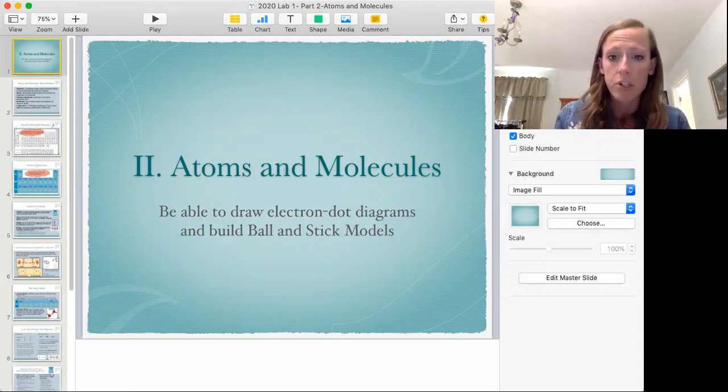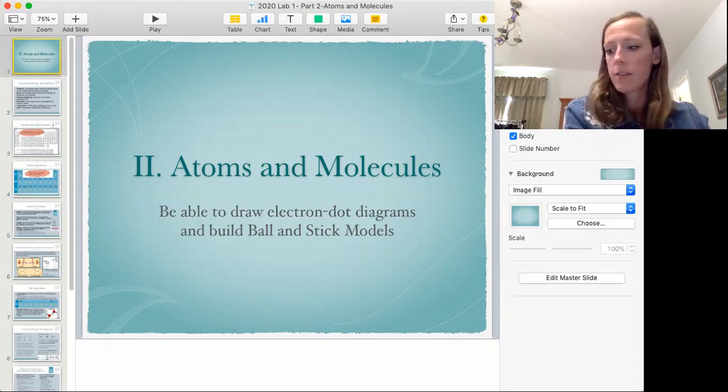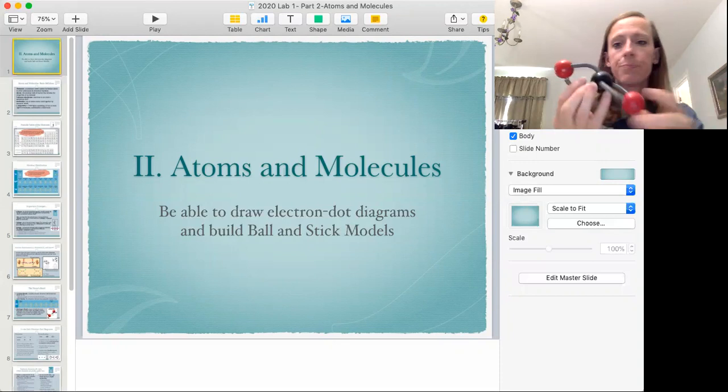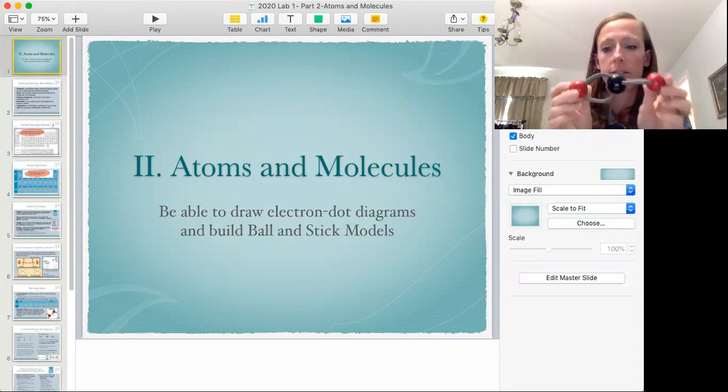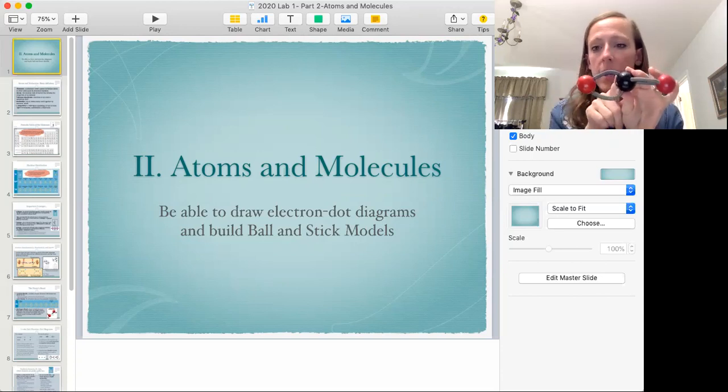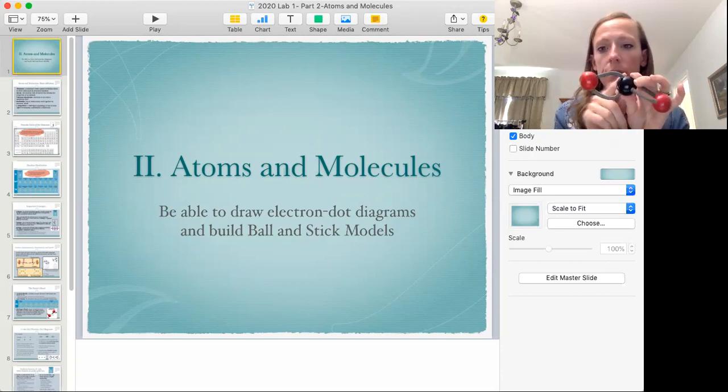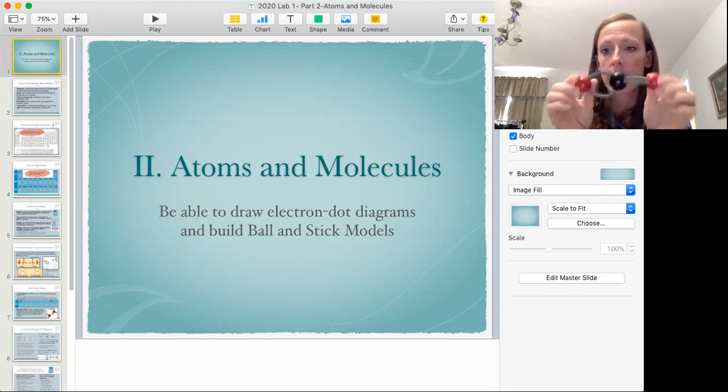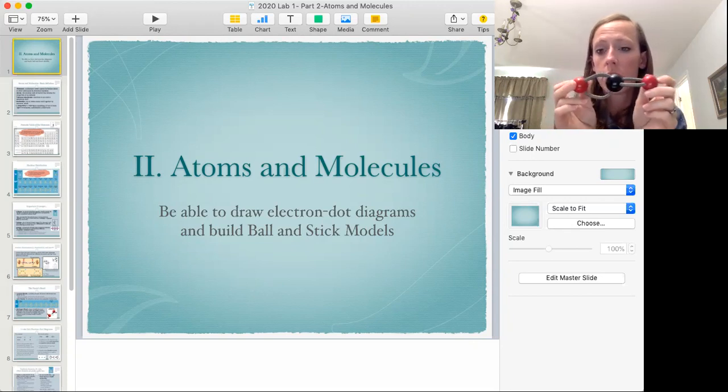The second thing we want you to be able to do is to build ball and stick models. So I have some built here to show you. This is a ball and stick model of carbon dioxide, where the black ball is representing carbon, and it's bound with double bonds to 2 oxygens. Carbon dioxide, okay?